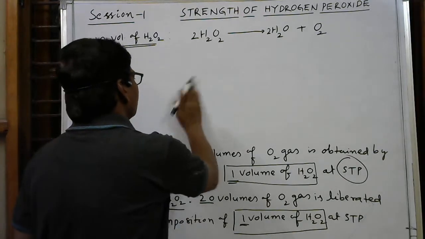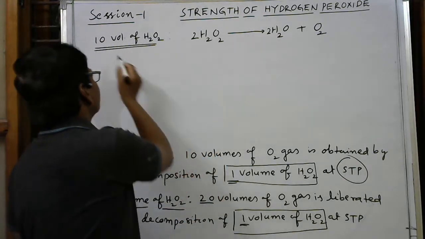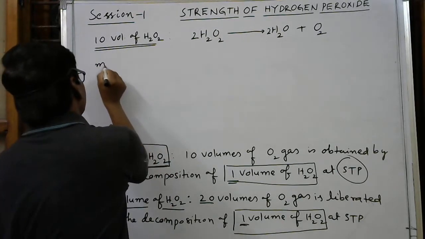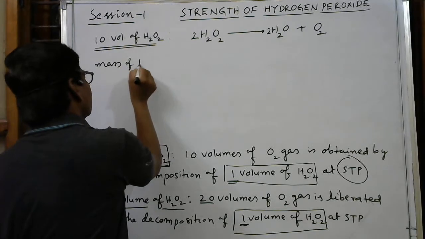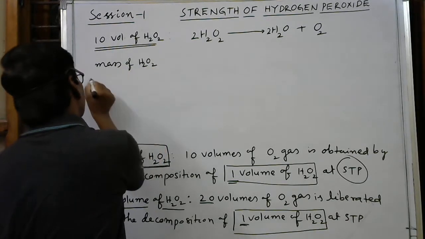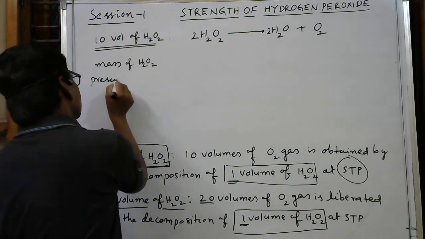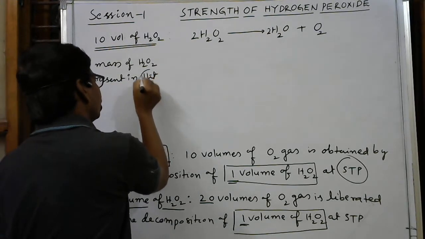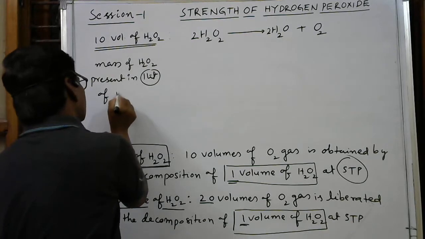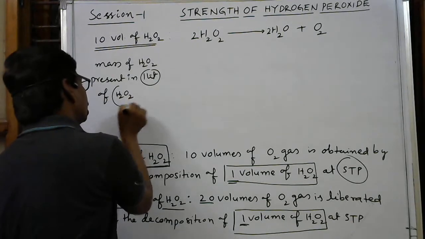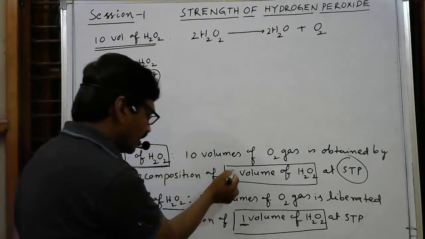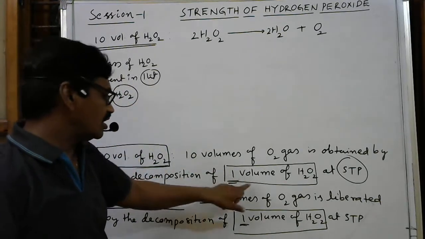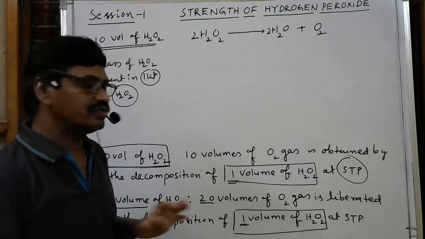First I am finding the mass of hydrogen peroxide with respect to 10 volumes. Mass of H2O2 present in 1 liter of H2O2. So how much H2O2 have we taken? 1 liter, because here it is 1 volume. These volumes I am considering as liters. So I have taken 1 liter of hydrogen peroxide now.